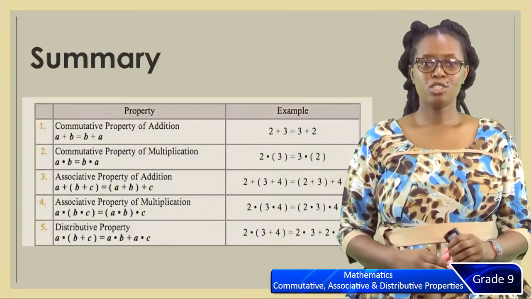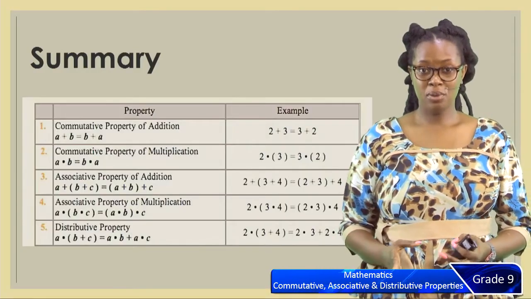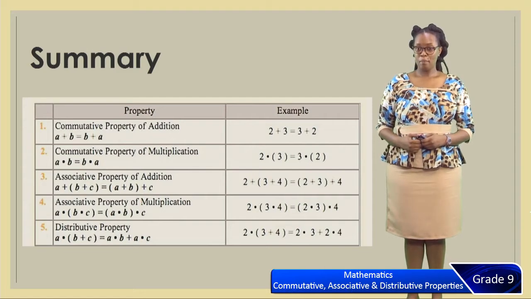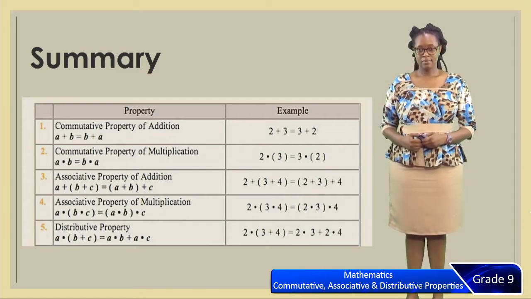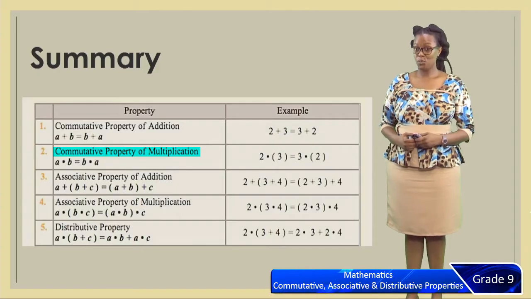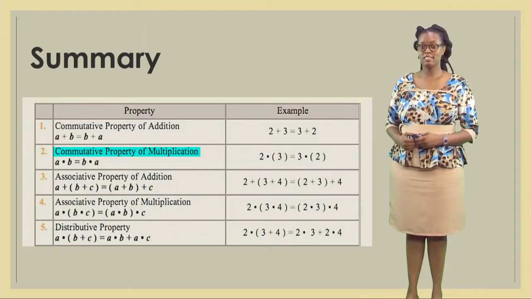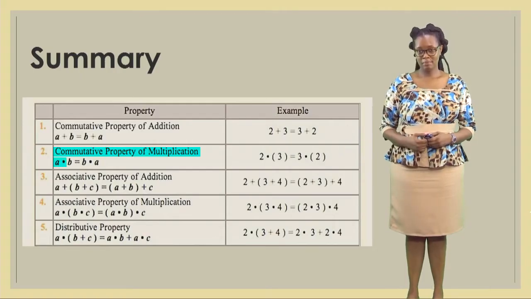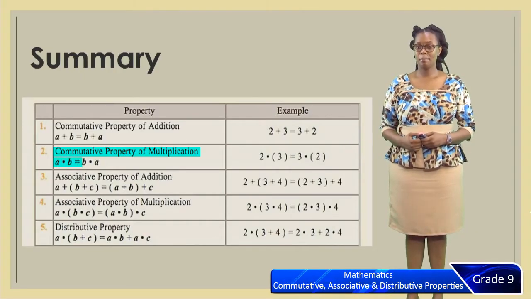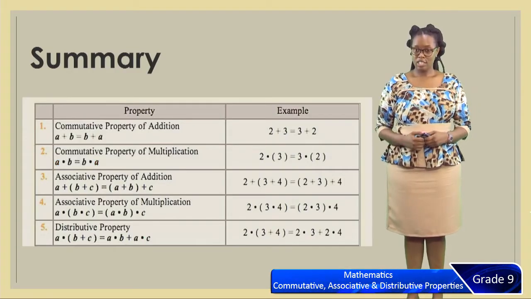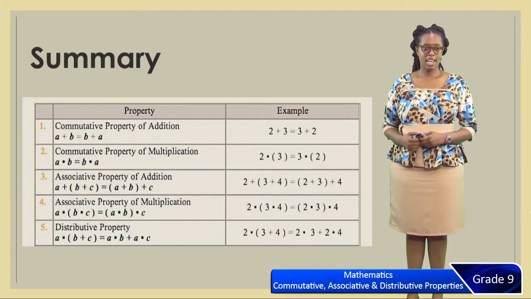So to summarize all that we've learned, the first one, the commutative property of multiplication. The commutative property of multiplication states that the order in which we multiply numbers would not change the answer. So if we have A multiplied by B, that would be the same as B multiplied by A. Subtraction and division are not commutative.